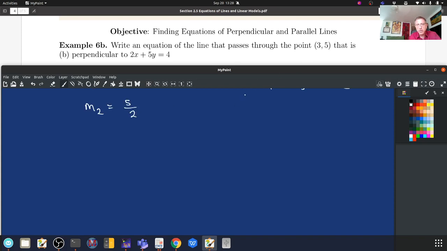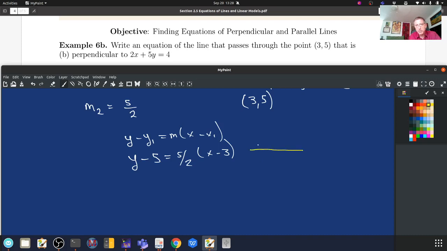But we want the line to go through the point (3, 5). So that's the additional constraint. So we just use the point-slope form. y minus y1 is equal to m times x minus x1. And it's just a piece of cake. y minus 5 is equal to 5/2 times x minus 3. And it says write an equation of the line. It doesn't tell what type of equation. So we will just simply stop because this is a perfectly valid equation. It's in point-slope form.